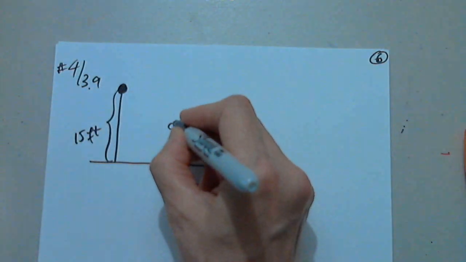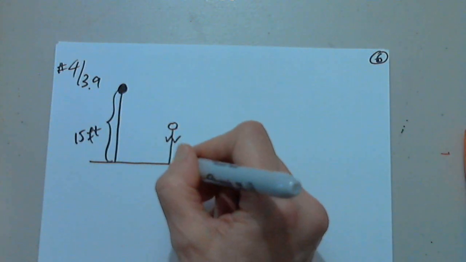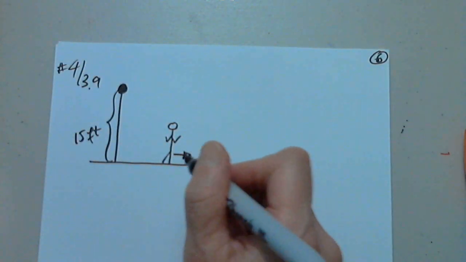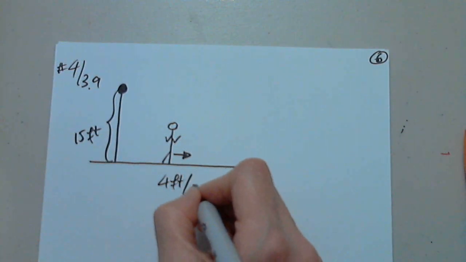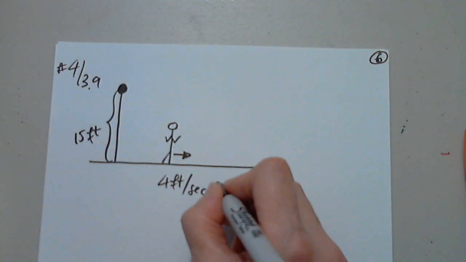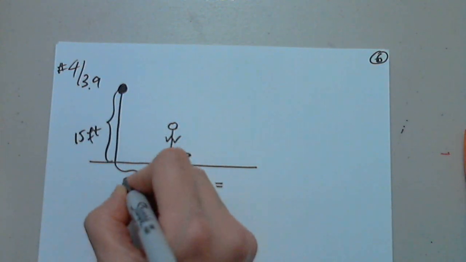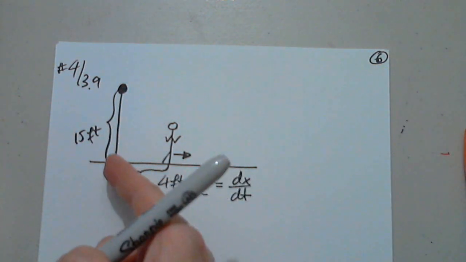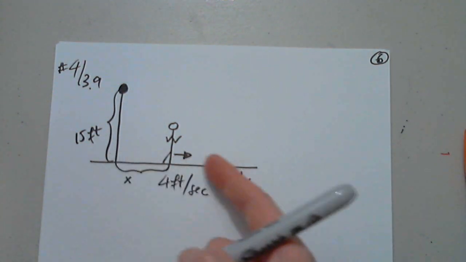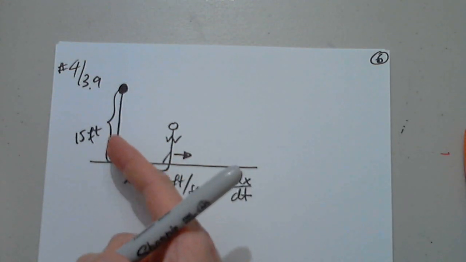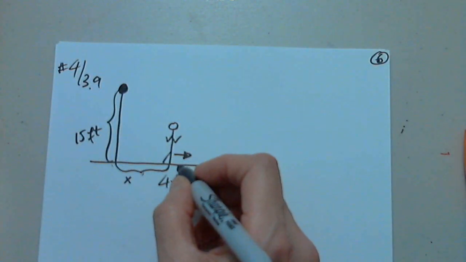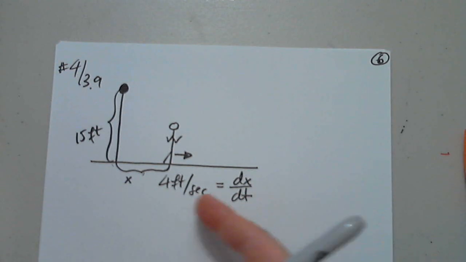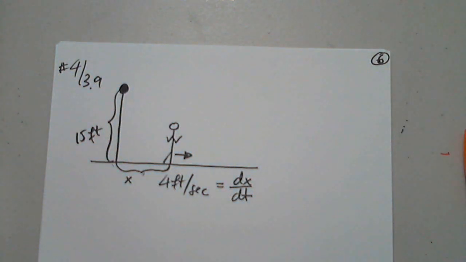I'm sorry, but I cannot draw a person. Okay, so this person walks away at 4 feet per second. So first of all, I have to say that this is the x covered already. And this must be the dx over dt because it's the speed at which he moves away from the pole. So this is the distance that he already covered. He started here, he moves in this direction. So this is x, and 4 feet per second is dx over dt. That's what I know from the first 2 sentences.